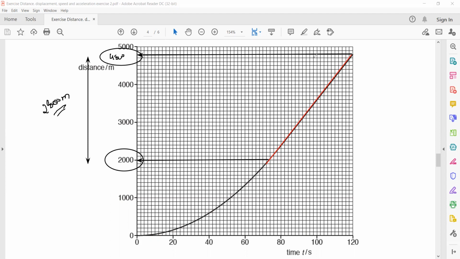And what about the time interval? How much time did it take for this distance? On the x-axis, each box is representing 2. So this is 62, 64, 66, 68, 70, 72, 74. So this is 74 and 120. So the time interval is from 74 to 120. So 120 minus 74 is equal to 46. So it took 46 seconds to cover these 2800 meters.